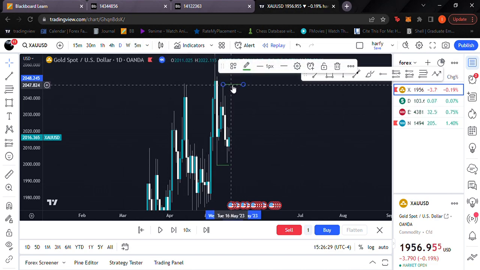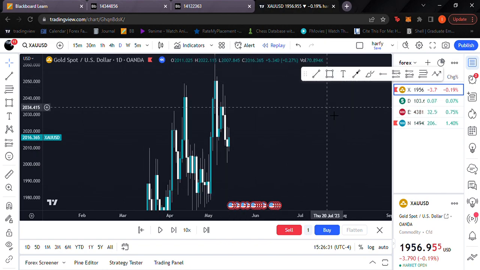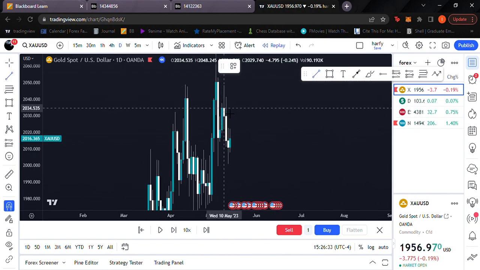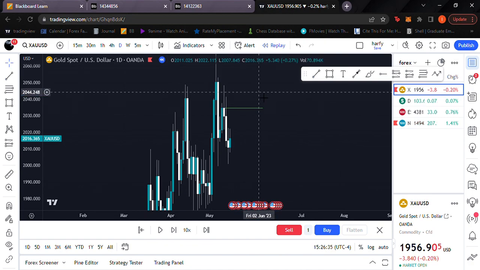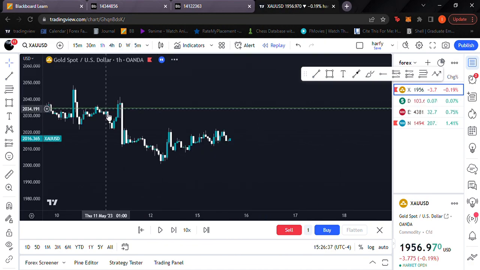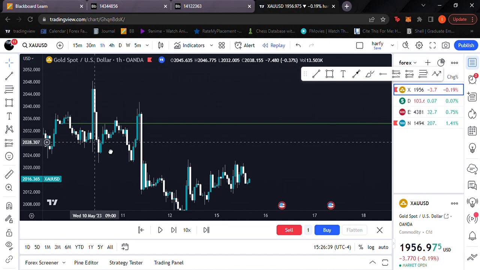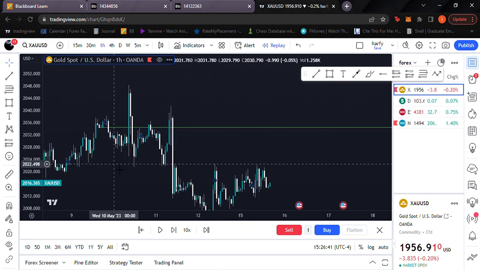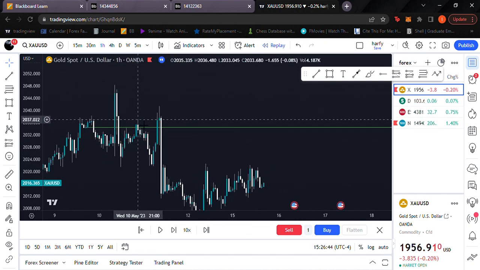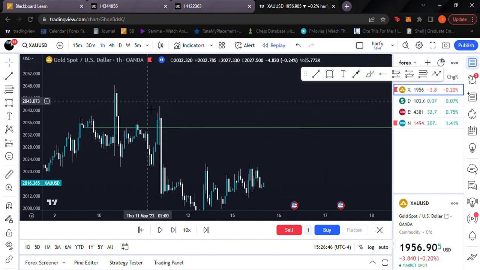As we can see here, if you were to put your lines here, and then we go down to lower time frames, you can see that in these areas you would be able to find swing highs and swing lows in this area as well.